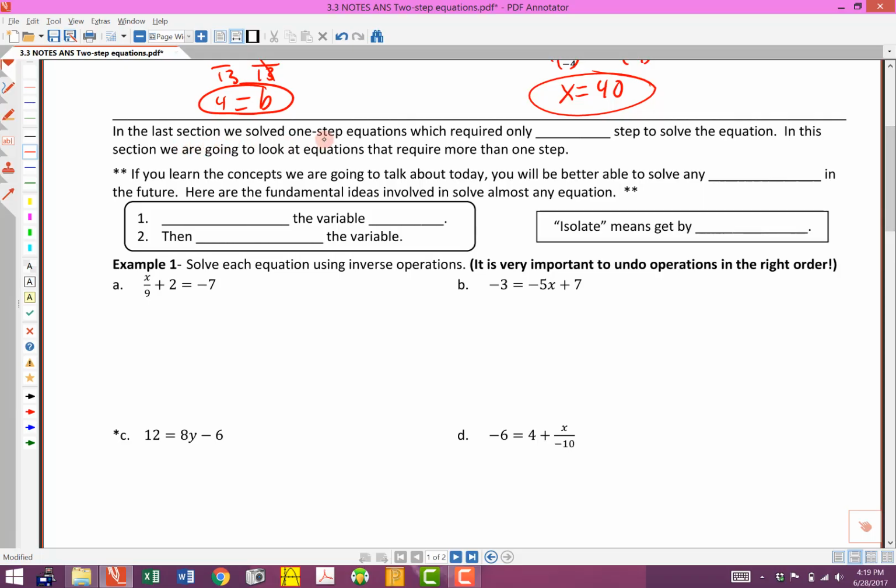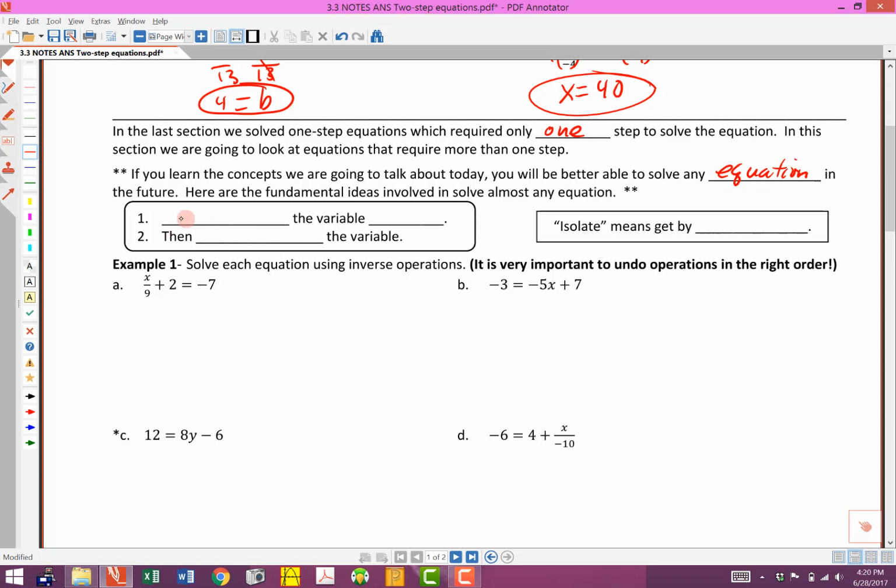So in the last section, we solved one-step equations, which required, of course, just one step. In this one, we're going to take a look at equations that require more than one step. Now, if you learn the concepts we're going to talk about today, you're going to be better able to solve any equation that you come across in the future. So here are the fundamental ideas involved in solving almost any equation. So let's fill these in and let's talk about what they mean.